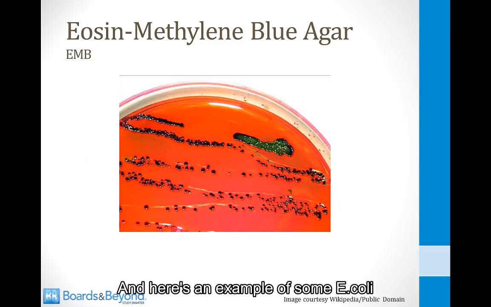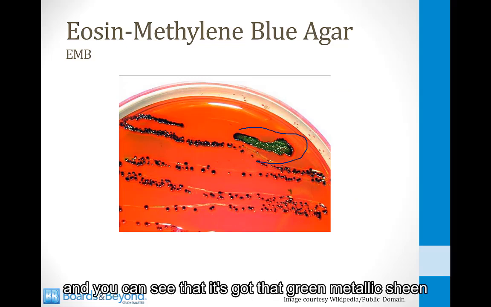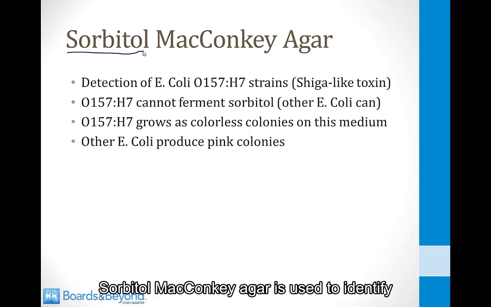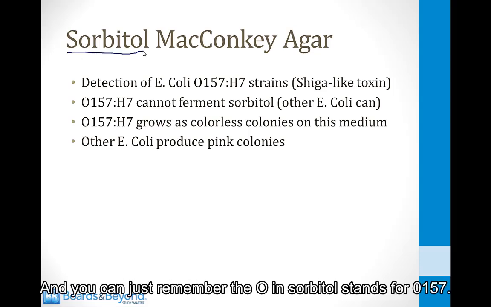And here's an example of some E. coli growing on eosin methylene blue agar, and you can see that it's got that green metallic sheen to it right here. Sorbitol MacConkey agar is used to identify the O157 strain of E. coli, and you can just remember the O in sorbitol stands for O157.